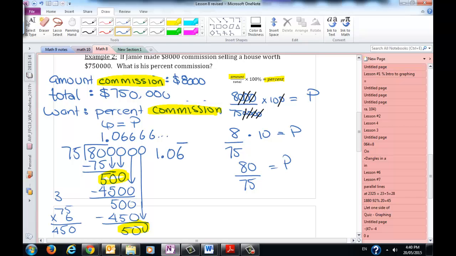Now, in my answer, I'm going to want to have a number. I'm not going to want to have a repeating decimal. So because it's 1.0666 and so on, if I'm rounding to 2 decimals, as long as the next digit is 5, 6, 7, 8, or 9, I'm going to round up. So it's going to be 1.07. And with a word problem, I'm going to want words in my answer. What is his percent commission? His percent commission is 1.07%.